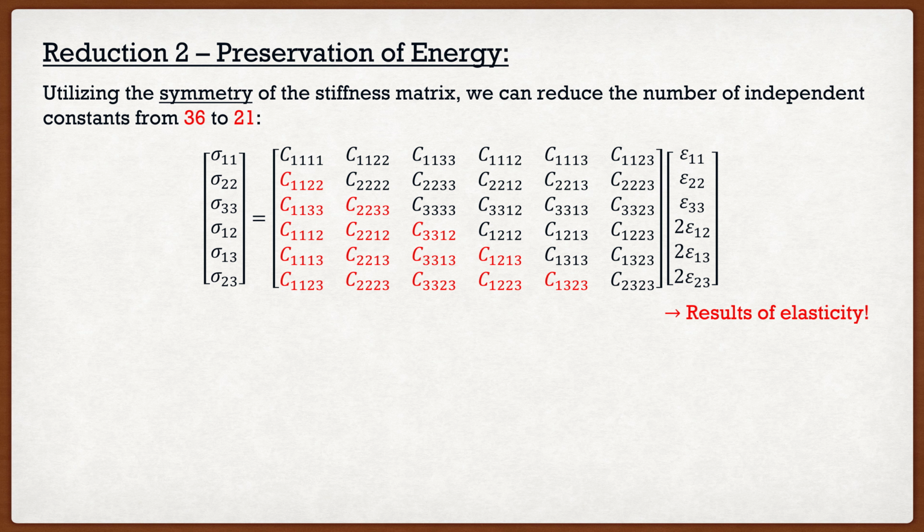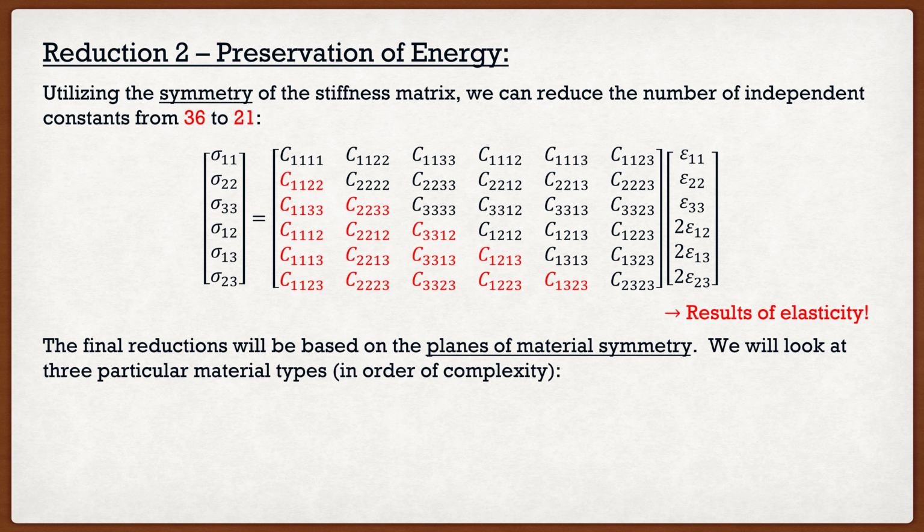Now we look at this and we say, all right, we got 21 components, but that still sucks. No one wants to deal with 21 components. What other reductions can we make? Well, as you guys will see, there's going to be one more reduction, and it is a result of planes of material symmetry. Now you guys may be saying, well, what is that? Well, basically a material behaves in an identical manner in different basis sets, and we're going to look at 3 types of materials in order of complexity.